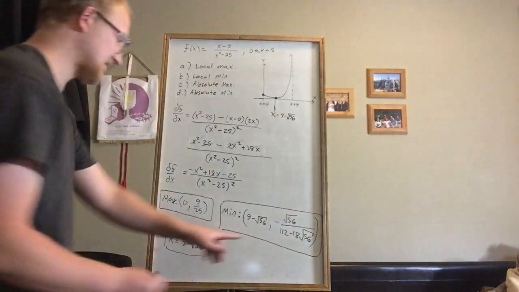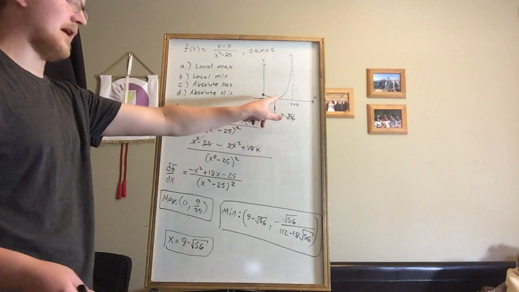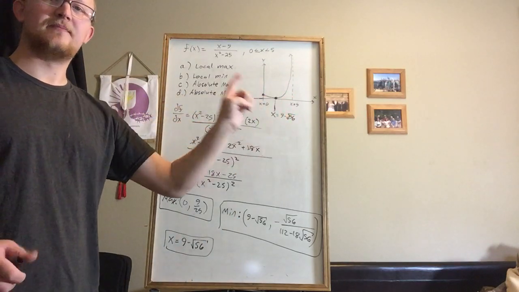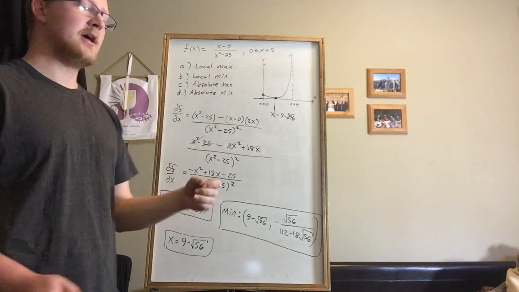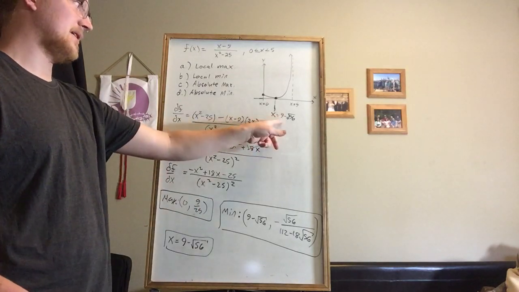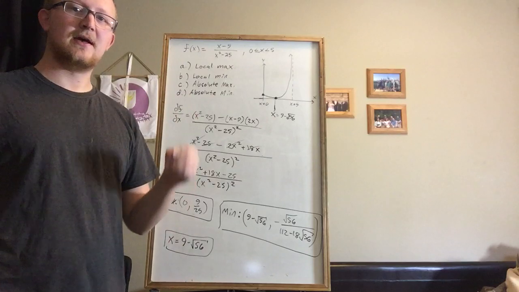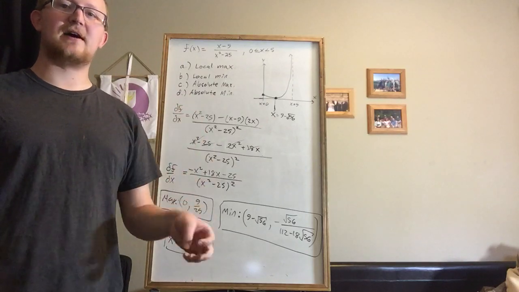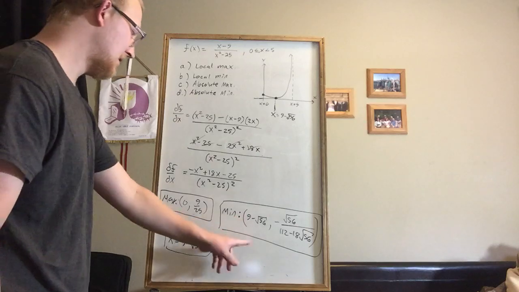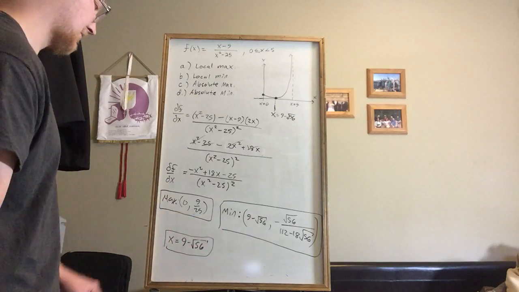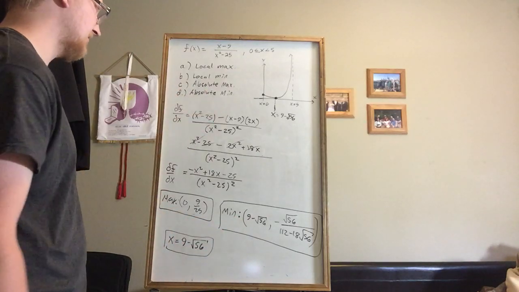Remember, we solved for this point as a critical point. We looked on our graph to confirm it was a minima. However, if we wanted to confirm it was a minima using our second derivative, we would plug in the value for x of 9 minus root 56. And if it gave us a positive value, that would mean it was a minima. And so this is our only minima, and this is our only maximum within the domain we've been given.